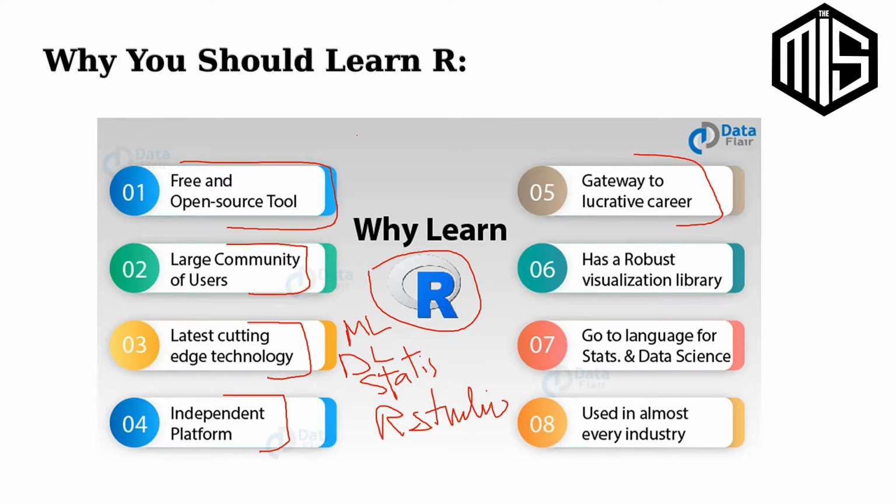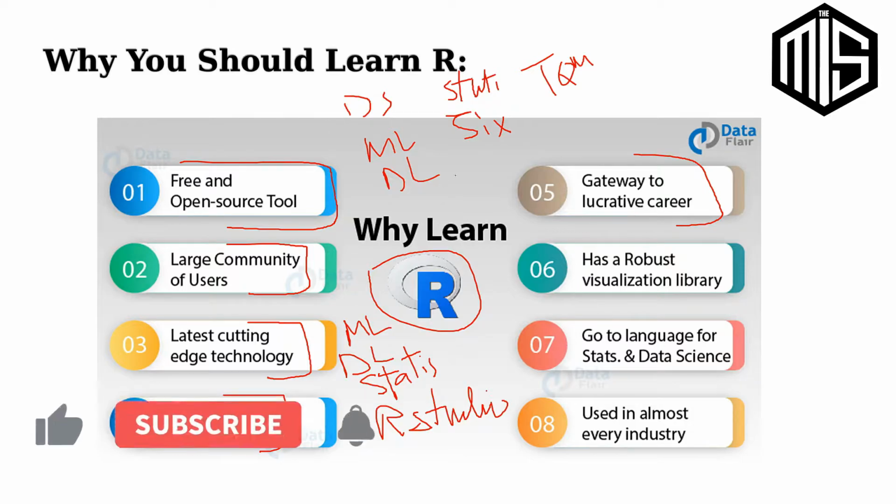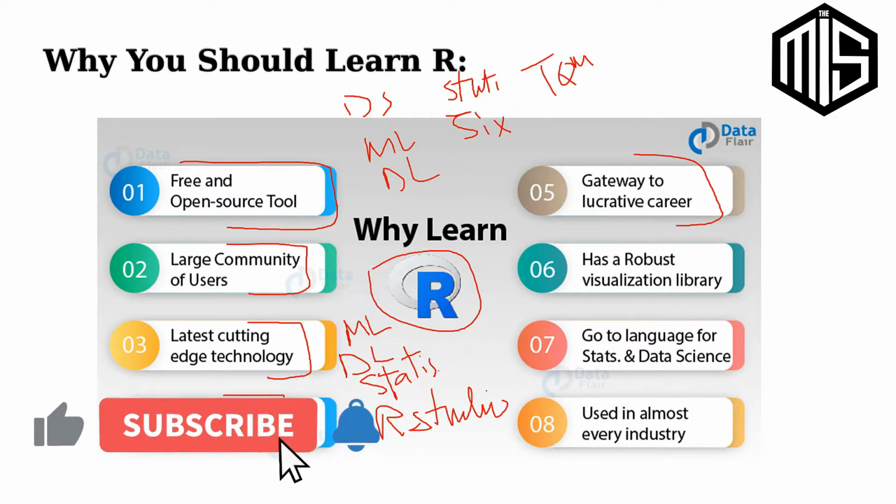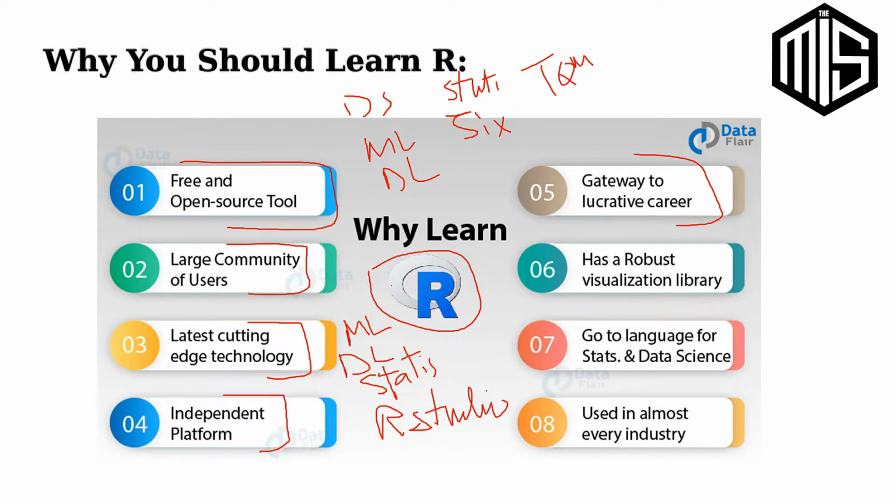You can become a data scientist, a machine learning engineer, a deep learning engineer, or a statistician. Since R is a statistical programming language, you can also become a Six Sigma practitioner, which is in the field of total quality management. And also, if you are a researcher or an academic, you're going to end up learning R, because in your research you're going to end up doing some statistical analysis, and you'll learn R to do that.